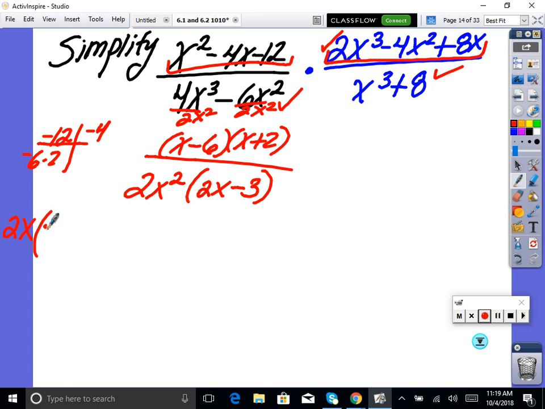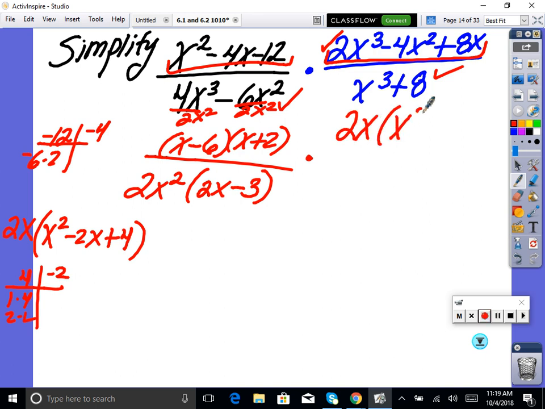So then left is x squared minus 2x, is it? Yeah? And then plus 4. And then you see what multiplies to be 4 and adds up to be negative 2. 1 times 4, 2 times 2. Nope, it doesn't factor. So times by 2x and then a quadratic that did not factor.